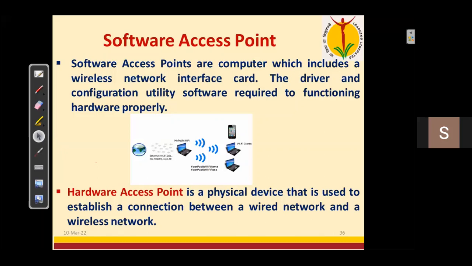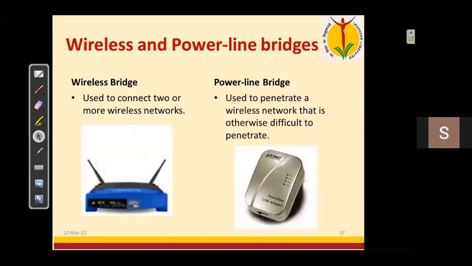you can access those devices. In the hardware access point, the physical device is used to establish the connection between the wired and the wireless network. So these are the devices. This is the wireless bridge, and another device is the power line bridge, which is used to penetrate the signal from non-line of sight also.